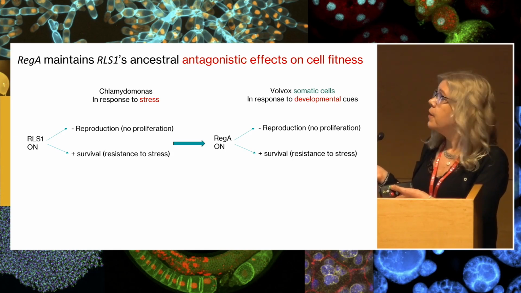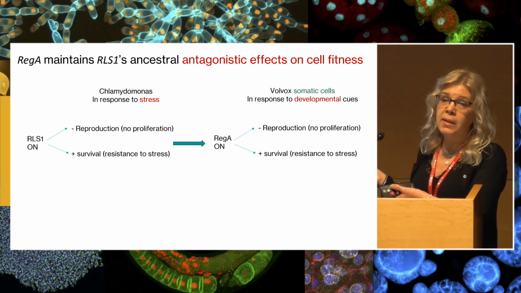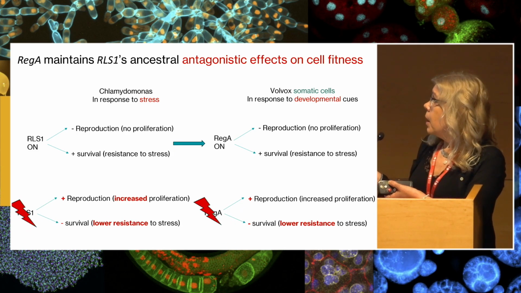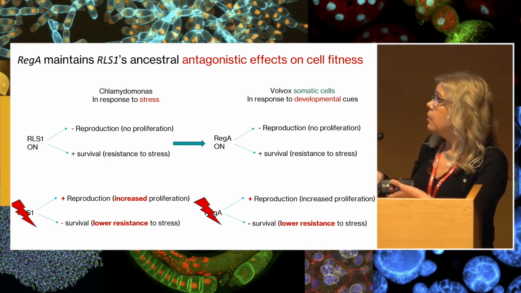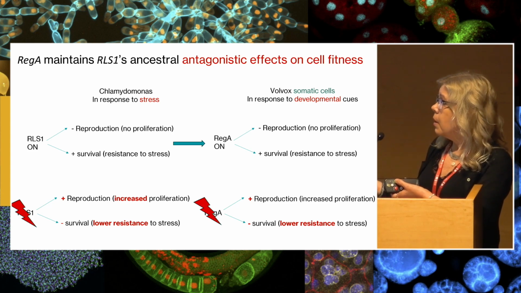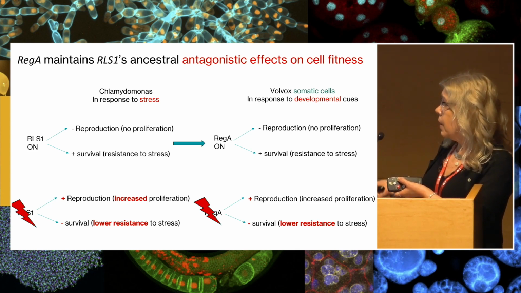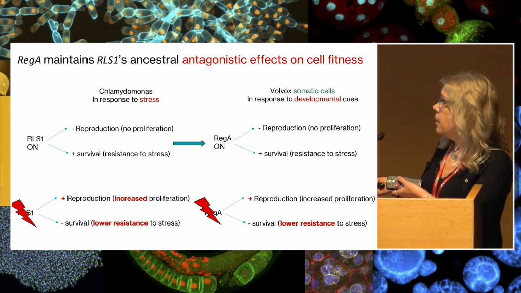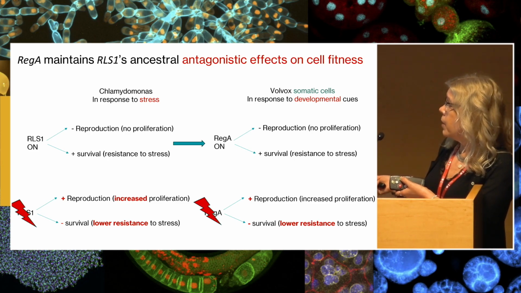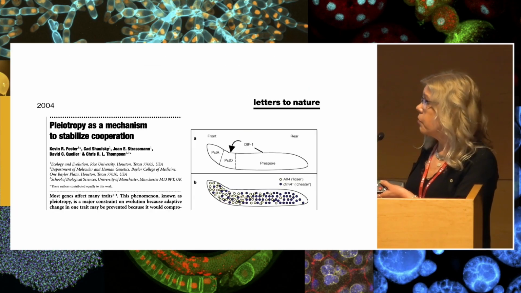So the punchline here is that the reggae maintains its ancestral antagonistic effect on cell fitness. So yeah, RLS1 represses reproduction and increases survival in Chlamydomonas, and it does the same in the somatic cell. So if you lose RLS1, you get the reverse, and that's exactly what you get in somatic cells, meaning that any cheater that would increase its reproduction is going to come with a cost in survival.